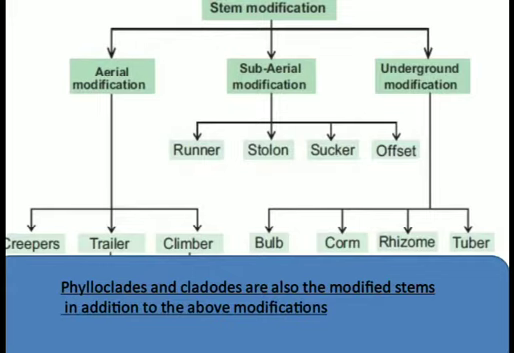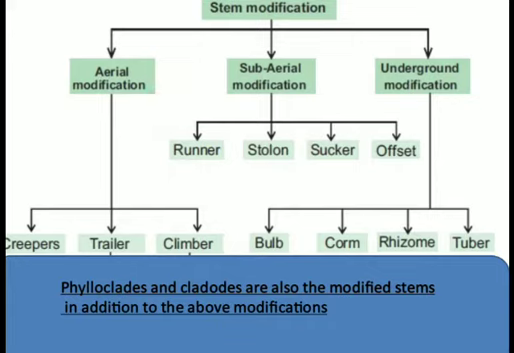And now I am telling you that the stem, in addition to the functions that I have told you, sometimes undergoes modifications either for better adjustment of the plant to the prevailing conditions or for performing some additional function. Some of the modifications of the stems are discussed here. First are the underground modifications, which include bulb, corm, rhizome and tuber. Then the subaerial. Subaerial means a little above the ground or just under the ground. That is runner, stolon, sucker and offset.